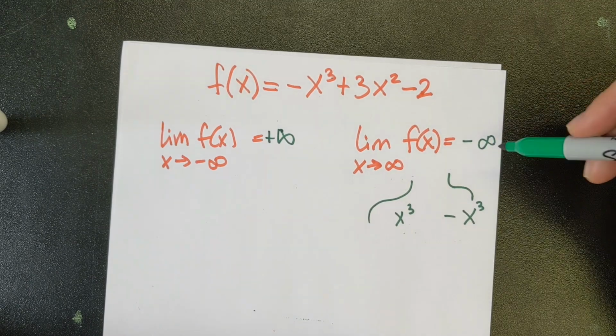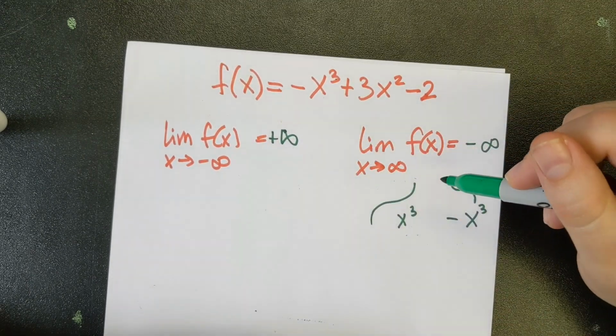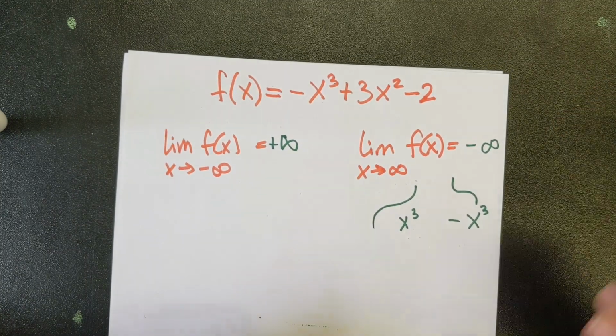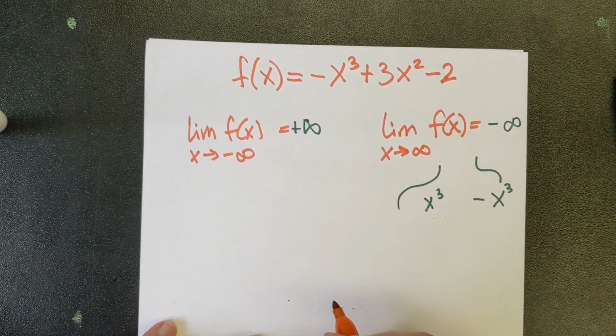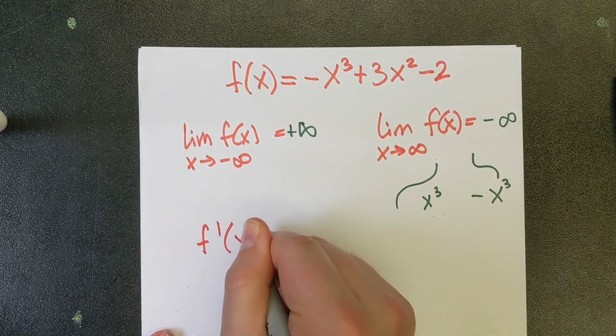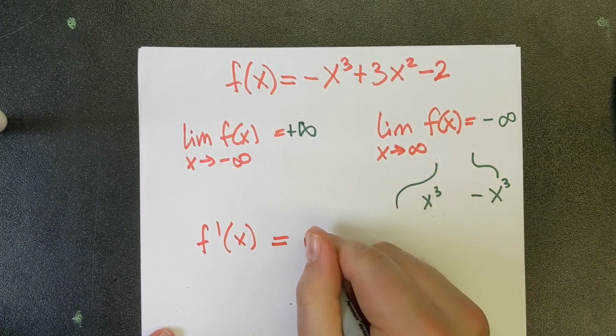Okay, so that's the end behavior, where it goes to the left and to the right. Now we want to think about maximums and minimums. So remember, to think about maximums and minimums, the first thing we have to do is find our critical values. We want to think about where the derivative of this is 0. So we find the derivative.